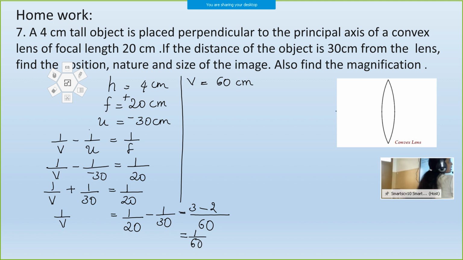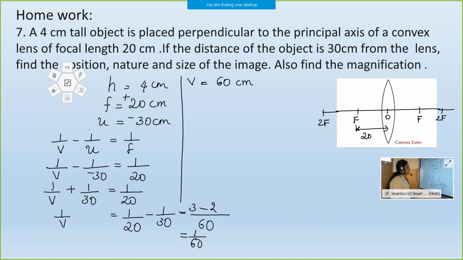So if you draw the diagram, O is the optical center. We have F on both sides. And also we have 2F, 2 times the focal length. Here the object is kept at a distance of 30 centimeter and focal length is 20 centimeter. So this distance, the F distance, is equal to 20 centimeter. And what will be 2F? 2F will be 2 times 20, that is 40.